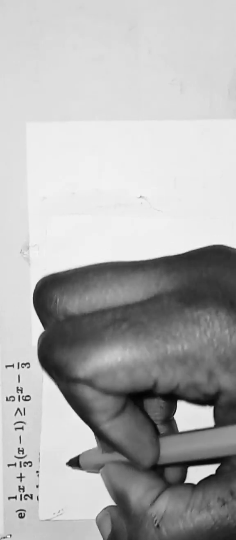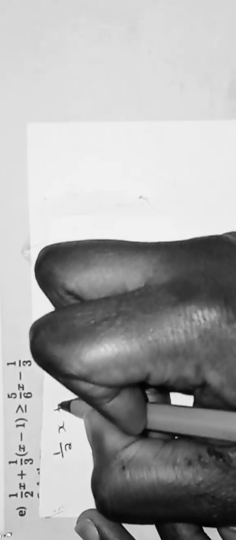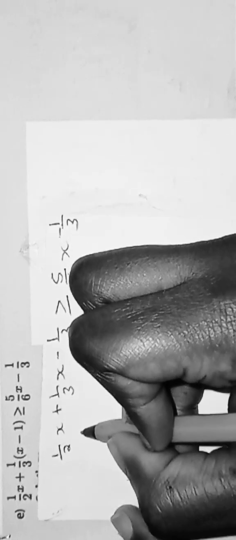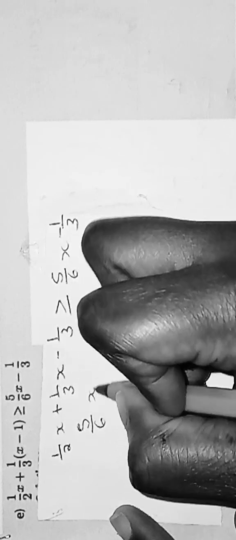1 over 2x plus 1 over 3x minus 1 over 3 is less than or equal to 5 over 6x minus 1 over 3. So you first start with 1 over 2x plus 1 over 3x minus 1 over 3, and then it's going to give you 5 over 6x minus 1 over 3. 1 over 2 plus 1 over 3 gives you 5 over 6x minus 1 over 3, which is 5 over 6x minus 1 over 3.